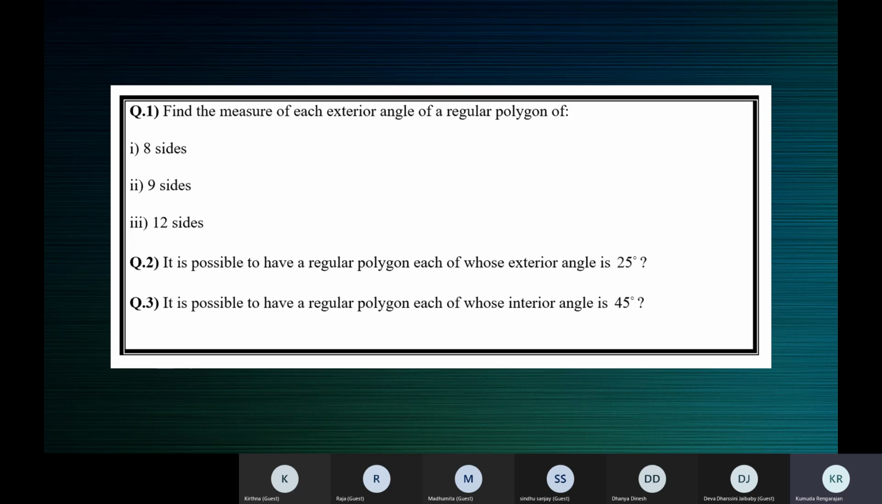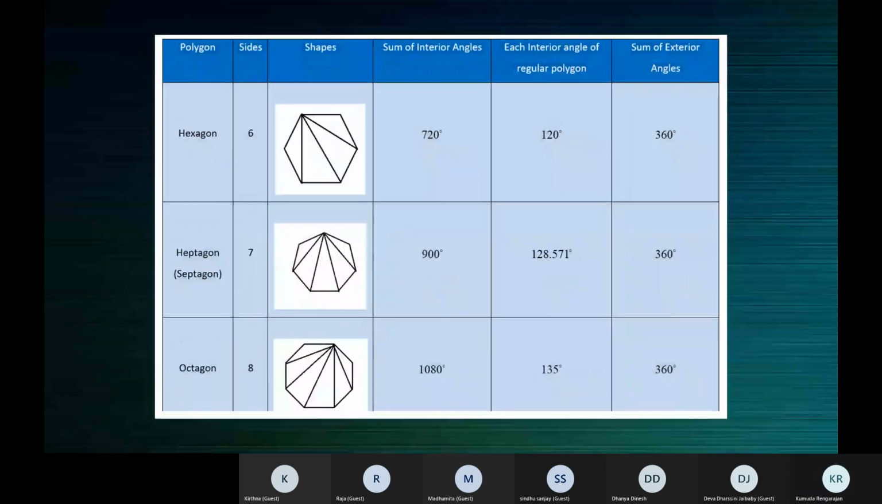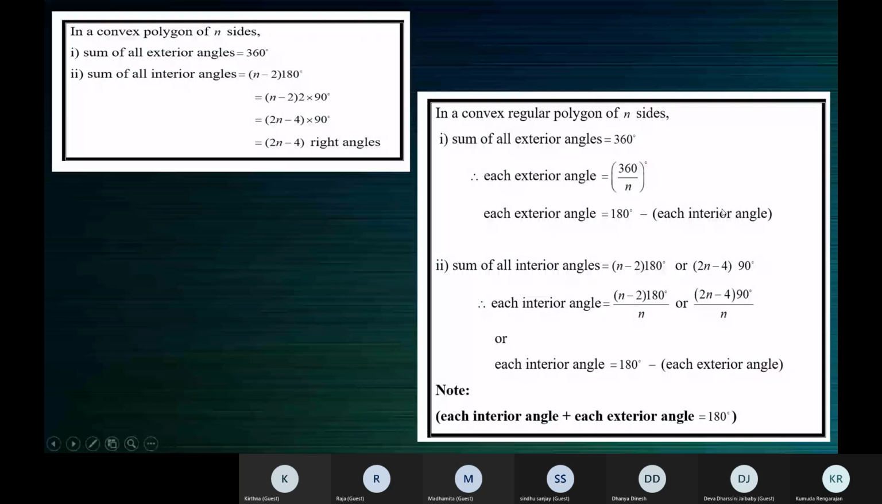See, the formula is this one. Each exterior angle is 360 by n. How much is each exterior angle? 25 degrees. So 25 is equal to 360 by n. Cross multiply, solve and find n. If you get n as a whole number, like 5, 6, 7, the number should be 3 or more than 3, because 2 cannot be accepted. It's a polygon, and you know the minimum number of sides for a polygon is 3.